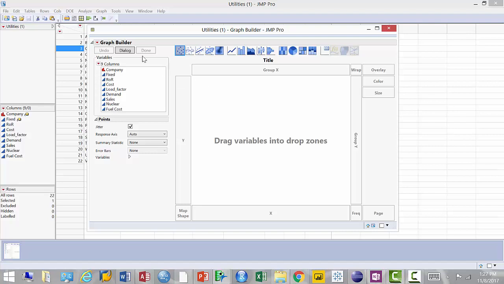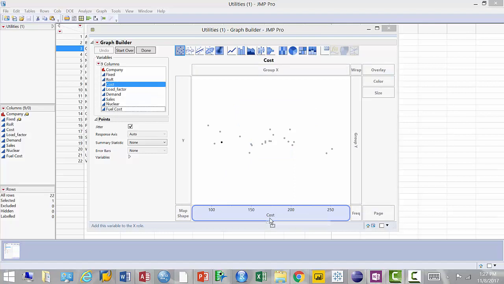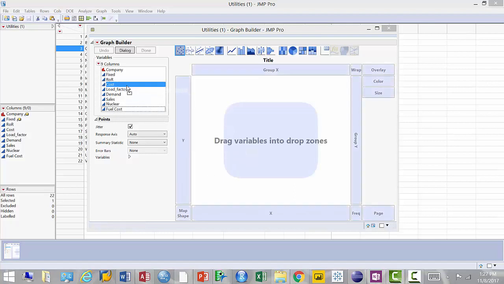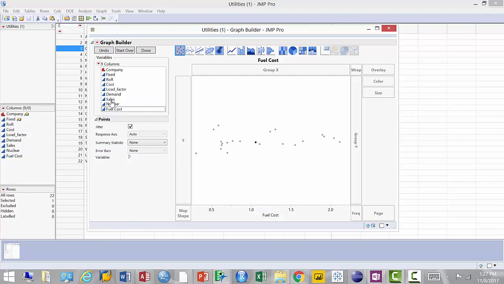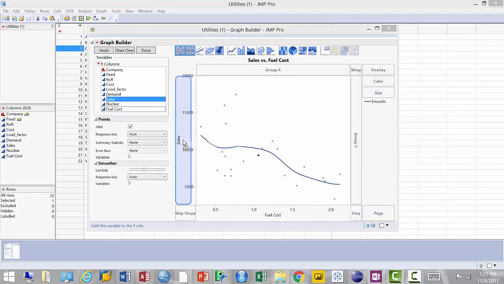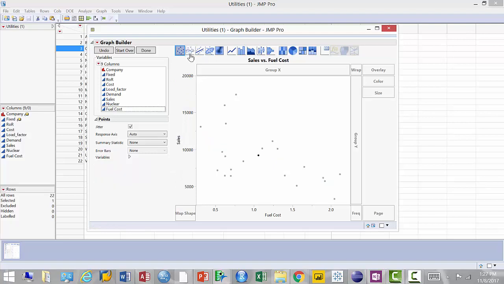Scatter plot. Okay, so I'm going to plot cost, for example, horizontally. You know what? Fuel cost. Let's do the fuel cost. So how much money it takes to generate 1 kilowatt hour, right? And the sales. Okay. Sales I'm going to do vertically. And just get rid of this squiggly thing. All right. So these are all of my 22 observations that I have right there.